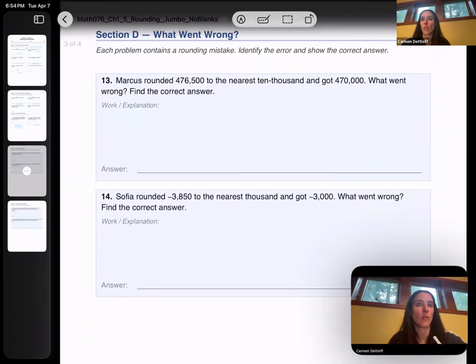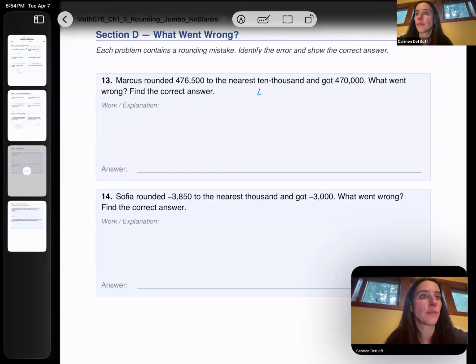Okay, what went wrong? Each problem contains a rounding mistake. Identify the error and show the correct answer. Marcus rounded 476,500 to the nearest 10,000 and got 47,000. What went wrong? And find the correct answer. Okay, let's take a look at this one.